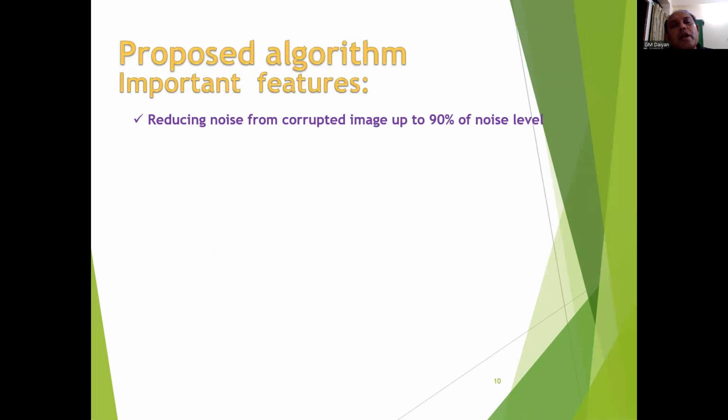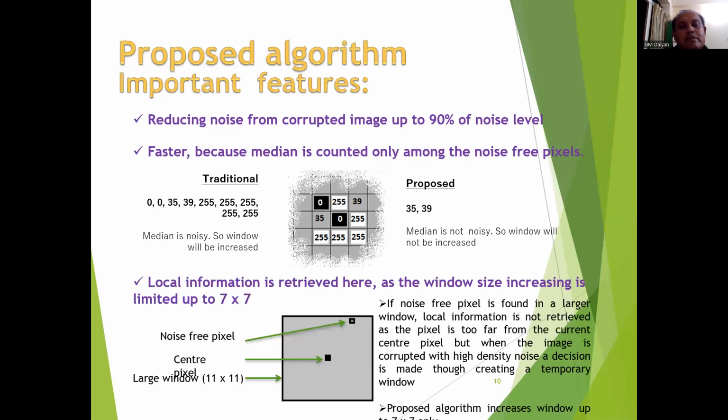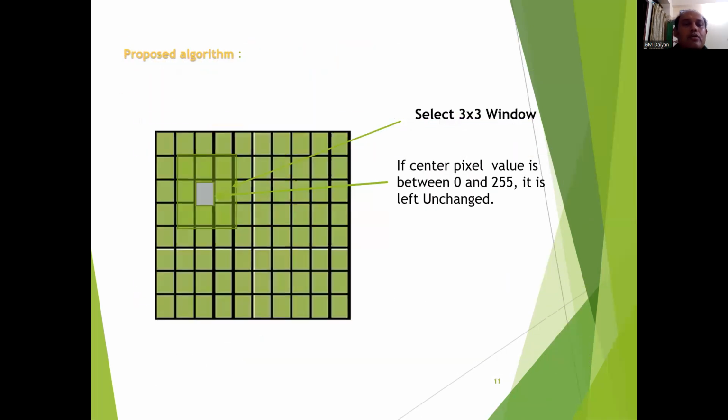So our proposed algorithm should have some important features: reducing noise from corrupted images up to 90%. It is faster, because the median is counted only among the noise-free pixels. Local information is retrieved here, as the window size increase is limited up to 7 by 7. In our proposed algorithm, we start our filtering process with the 3 by 3 window mask. If the central pixel value is between 0 and 255, it is left unchanged.